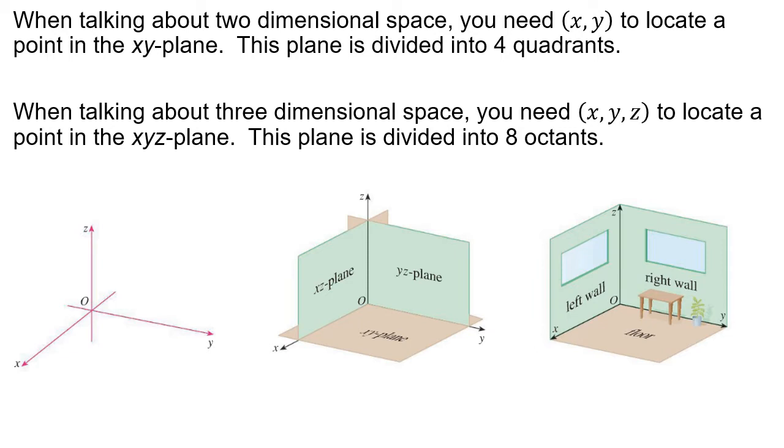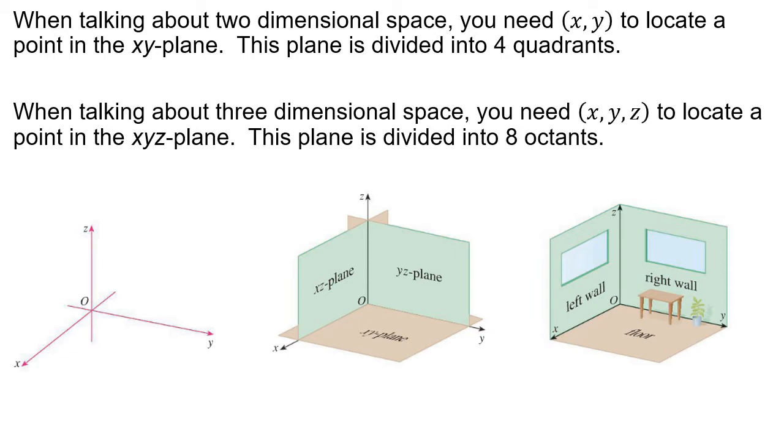But this space, this 3D plane, if you will, is divided into octants instead of quadrants. So there are 8 different octants. So you have, for instance, the octant where all three numbers are positive, x, y, and z. Or maybe one of them is negative, or two of them are negative, or all three of them are negative.